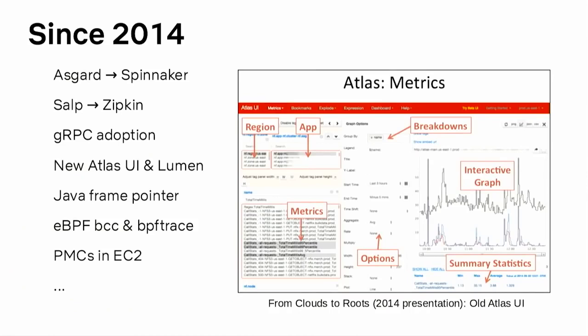I only gave this talk once before in 2014, and there's an old screenshot of Atlas, our cloud-wide monitoring tool. That's changed, and so has many things. So we've moved from Asgard to Spinnaker for doing cloud deployments. Our internal tool, SOLP, we're now rolling out Zipkin. We're starting to adopt gRPC, and so on and so on. The last 3 I worked on myself, the Java Frame Pointer, eBPF, and PMCs. And I'm excited to be able to share some of the things I did with you.